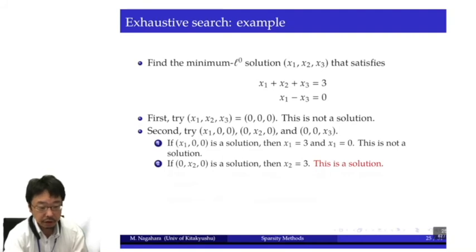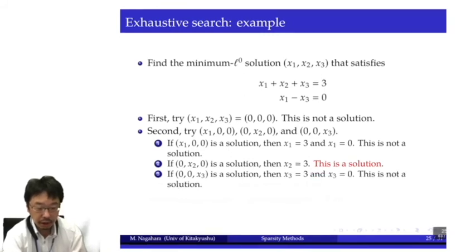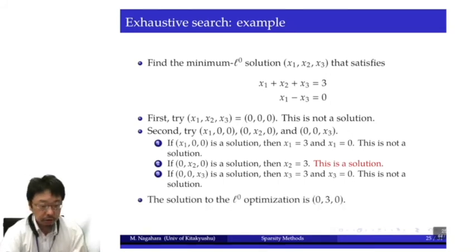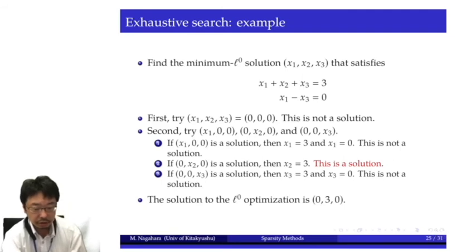If (0, x2, 0) is a solution, then we obtain x2 is 3. This is a solution. If (0, 0, x3) is a solution, then x3 is 3 and x3 is 0 at the same time, so this is not a solution. The solution to the L0 optimization is (0, 3, 0). This is the exhaustive search algorithm.